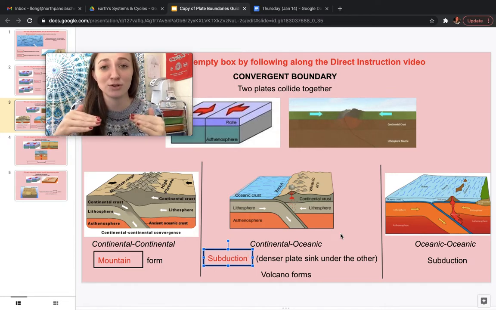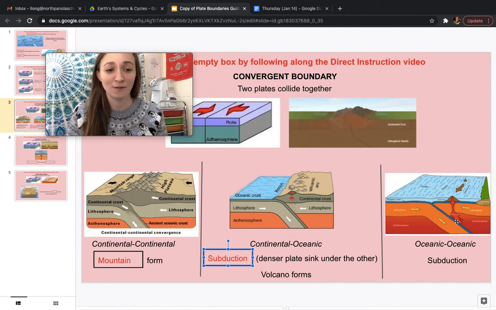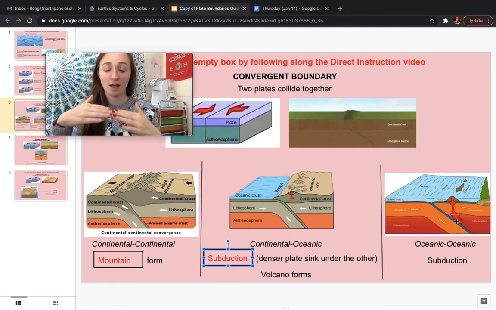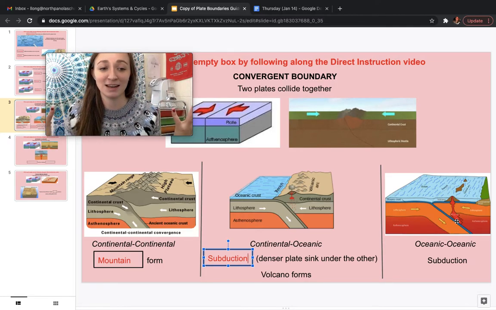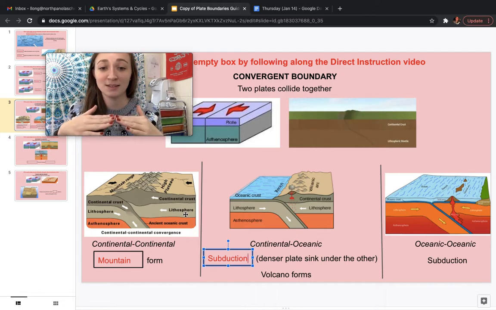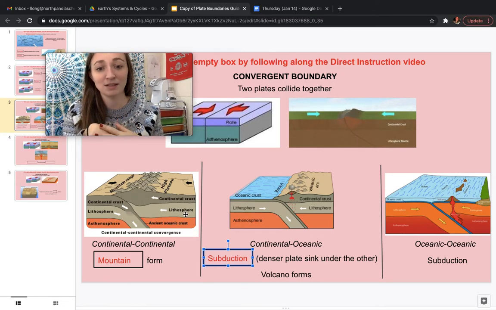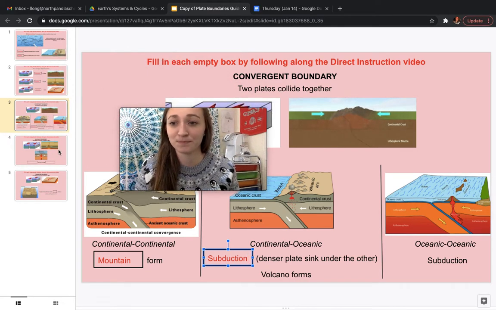So continental, oceanic, colliding forms a volcano. Same thing over here: if you have two oceanic plates, the heavier one is going to go under the plate it's colliding with, and you're going to get an underwater volcano forming. So continental, continental, you've got the mountain. Continental, oceanic, subduction happens and you've got the volcano. And oceanic, oceanic, you also have a volcano.